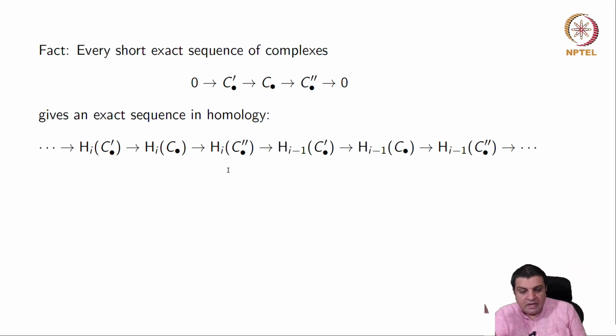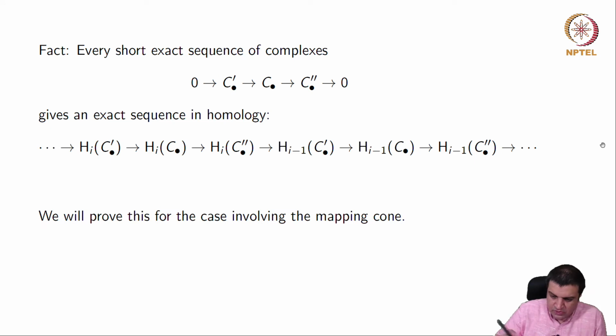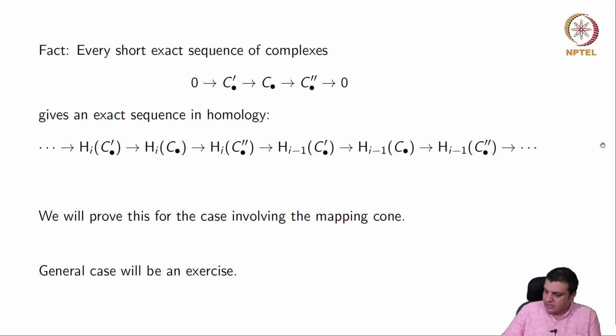Now, here's a general fact about short exact sequences of complexes. We'll make a proper definition of this and prove this fact in this generality in the exercises. For every short exact sequence of complexes, there is an exact sequence in homology. So ith homology here, ith homology here, ith homology here, then i minus 1 here, i minus 1 here, i minus 1 here, those 3 things, and then i minus 2, 3 things, and so on. This is a general fact. We will prove this just for this mapping cone case explicitly. The general case, as I said, would be an exercise.